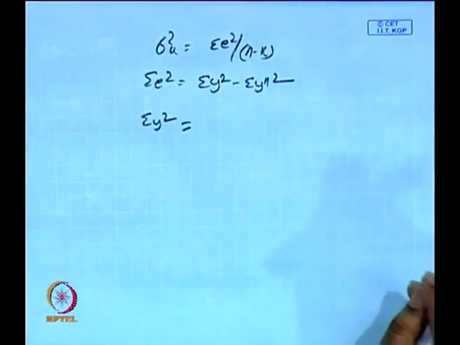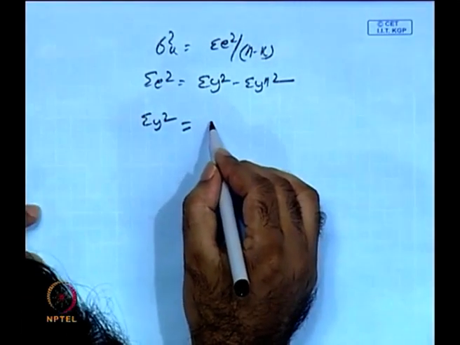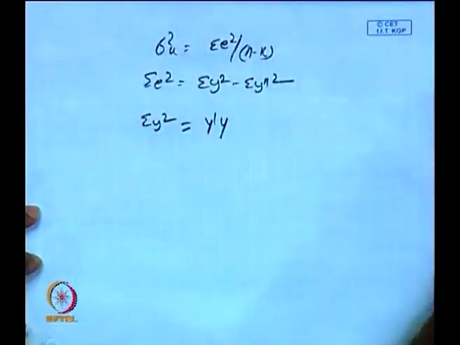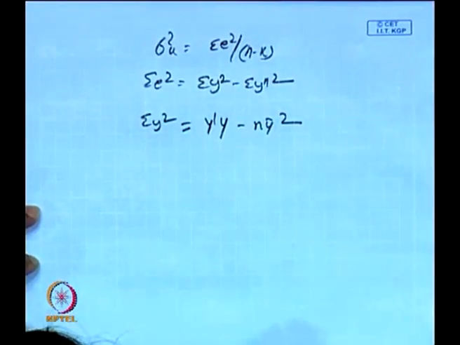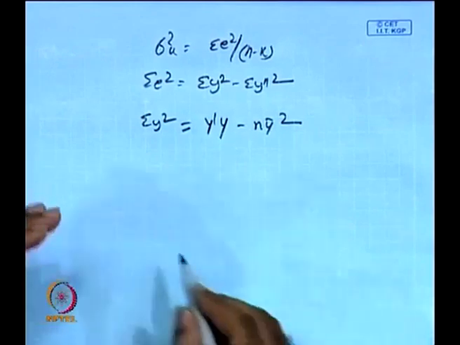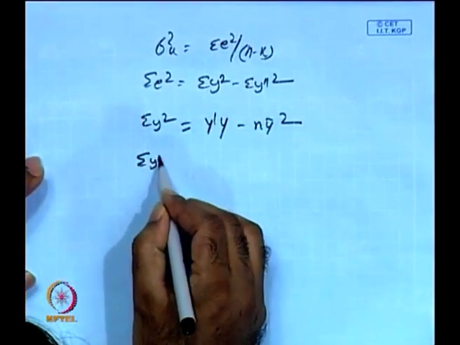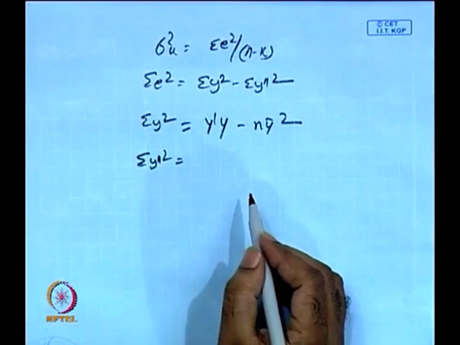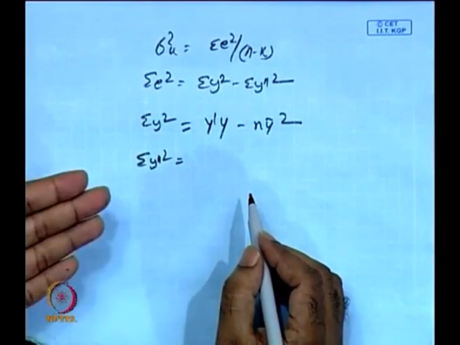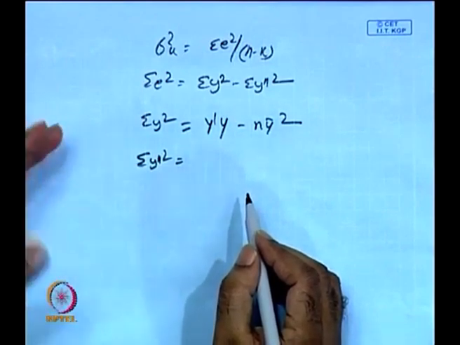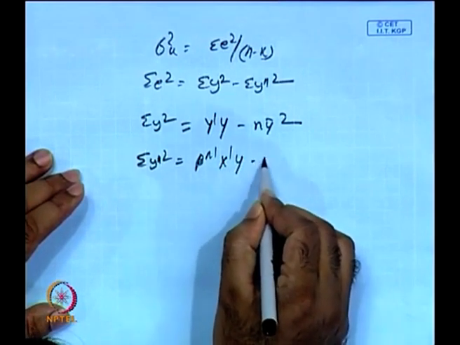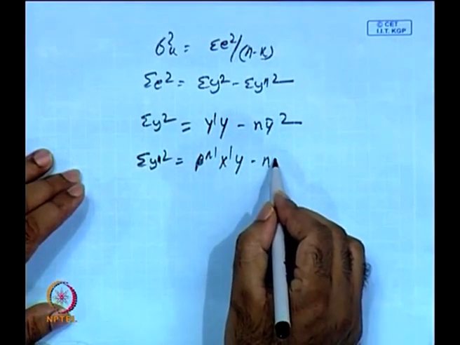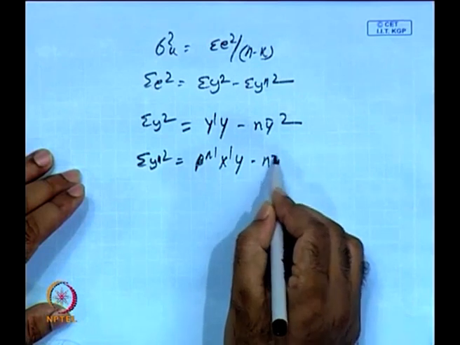Summation y square equal to y transpose y. So this is how y transpose y minus n y bar square. So this is the structure: summation y hat square equal to ESS, that is, the explained sum of squares. This is ESS, that will be beta hat transpose x transpose y minus n y bar squares.